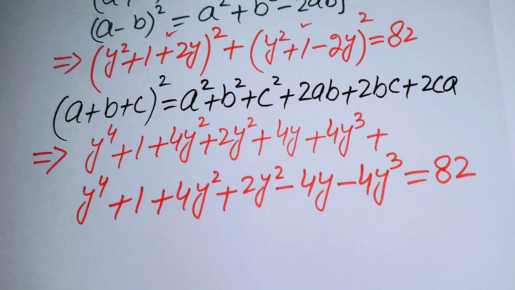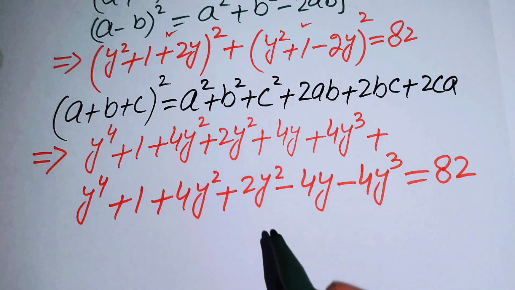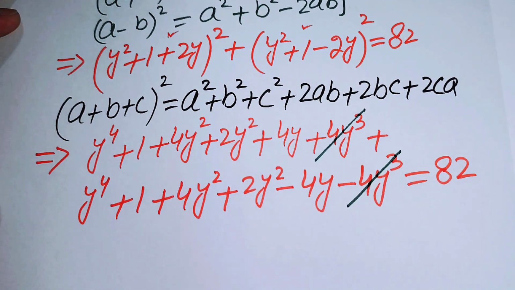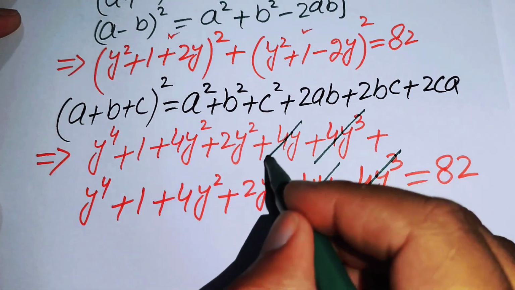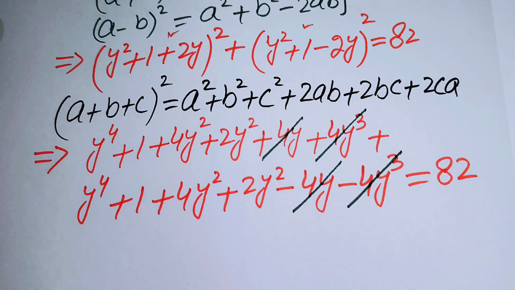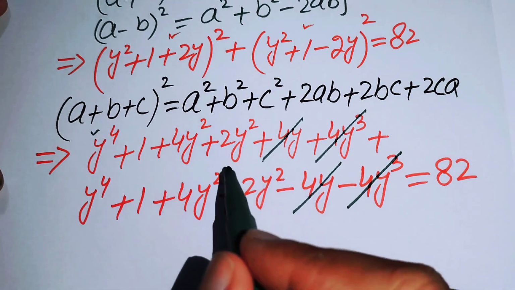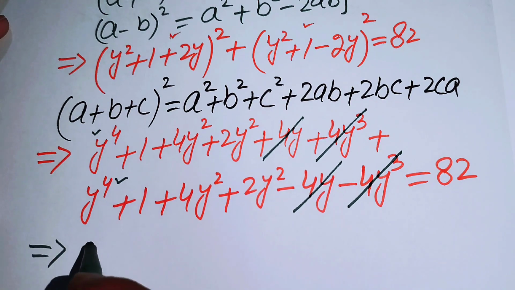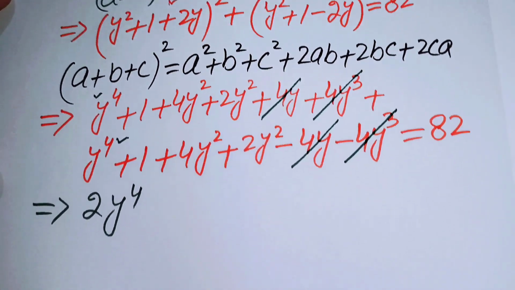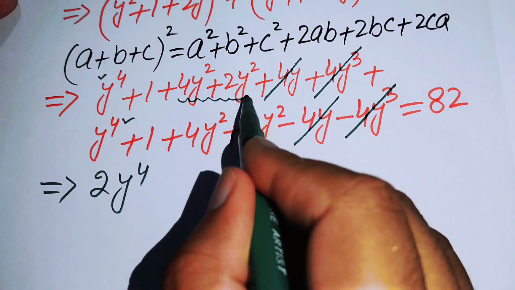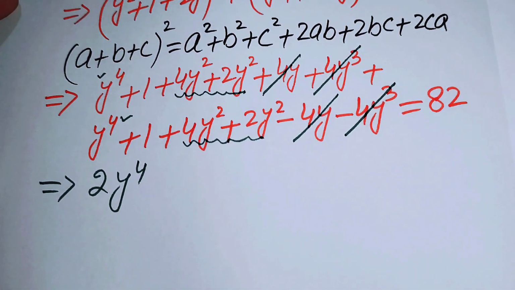And after this step you can see some of the terms are cancelled and others are summed up. So here we have minus 4y^3 and plus 4y^3, which cancel each other, and minus 4y and plus 4y are also cancelled by each other. Now the remaining terms are y^4 and y^4, so it is equal to 2 times y^4. And after that we have this 4, these are 2y^2 terms and these are also 2y^2 terms.